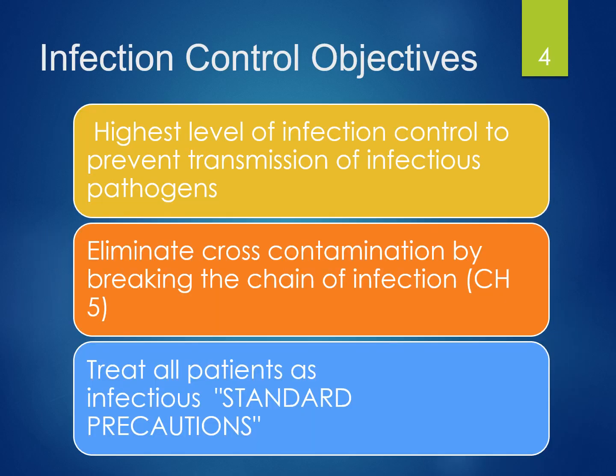The success of this planned system for infection control depends on the cooperation of each and every member of the dental team. We want to provide the highest level of infection control to ensure both a safe environment for our patients and also our clinical team, as well as we indirectly are taking care of our families as well. We want to eliminate this cross-contamination by breaking the chain of infection. Remember, we talked about that in Chapter 5. And this is for all appointments.